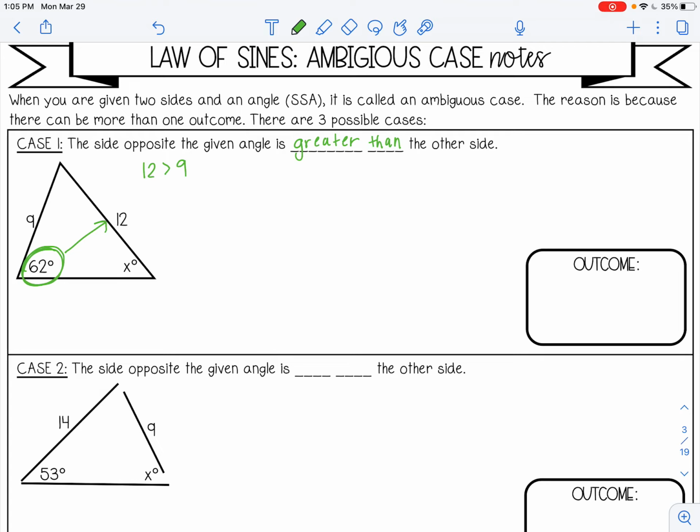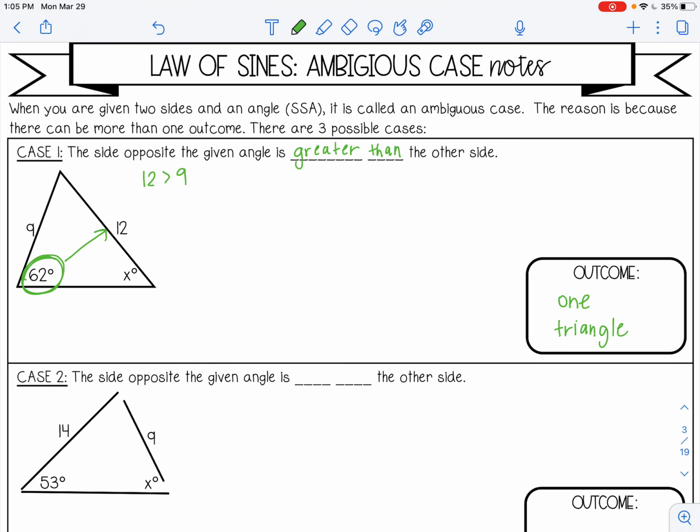All right, when that happens, there's just going to be one triangle, which basically means it's going to be like the examples we did in the previous video. It's just going to be a normal law of sines. Set it up. Only one triangle is going to be an option. So I can set up 12 over sine of 62 equals 9 over the sine of x. And I can solve like normal.